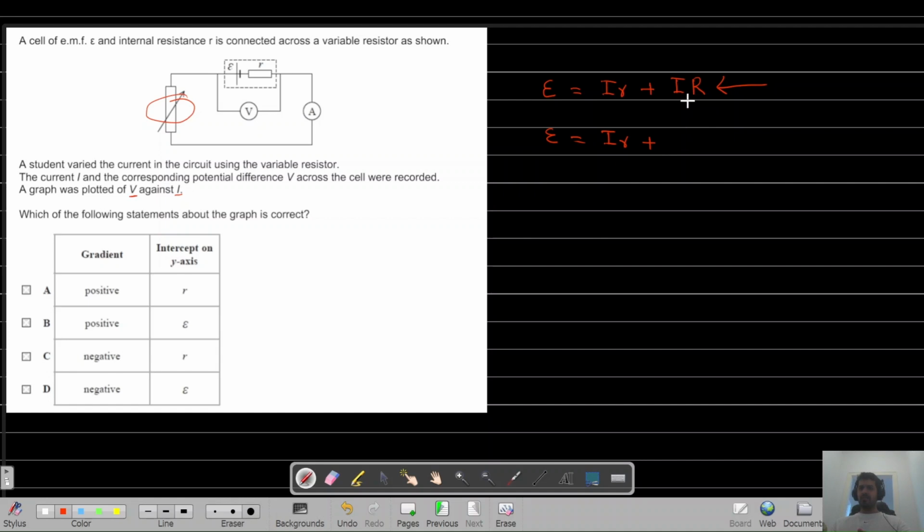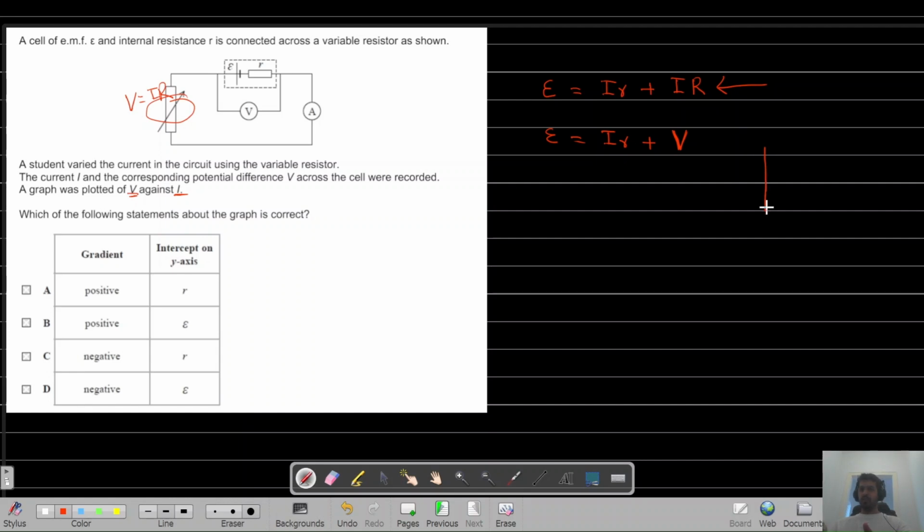And this I times capital R is the voltage V that we get at the terminal, as the terminal voltage, right? All of this V is dropped across this external resistance, V equals I times R. So I can write this equation like this. And now I have to rearrange this equation so that I can plot Y as a function of X, right? So on the x-axis, I have current I, and on the y-axis, I will have voltage V.